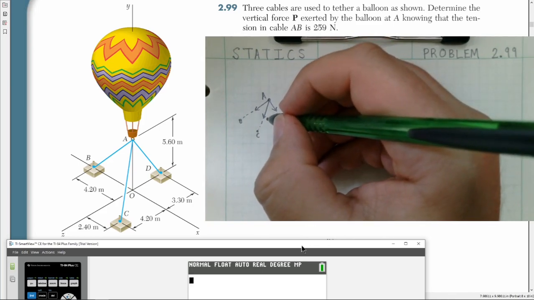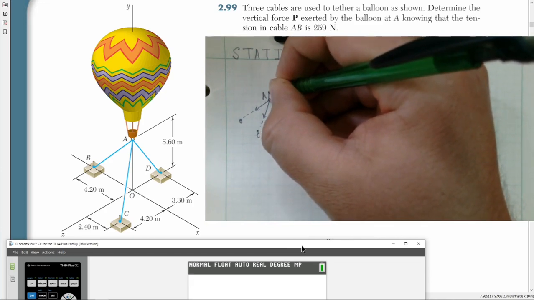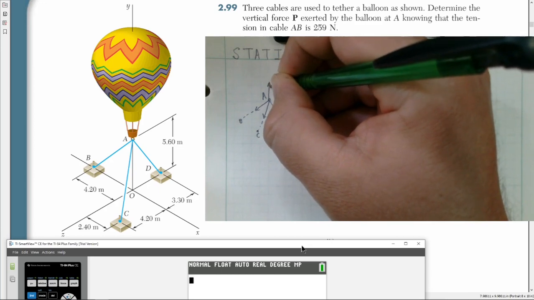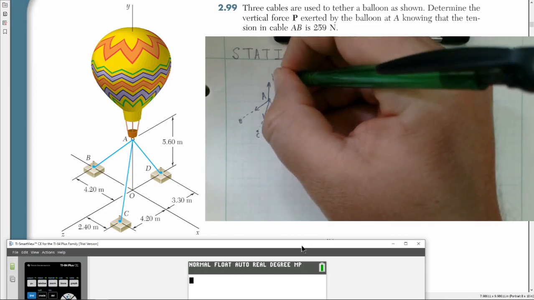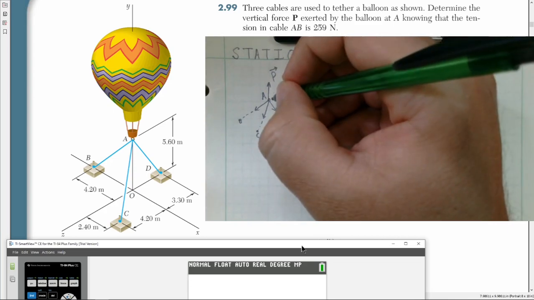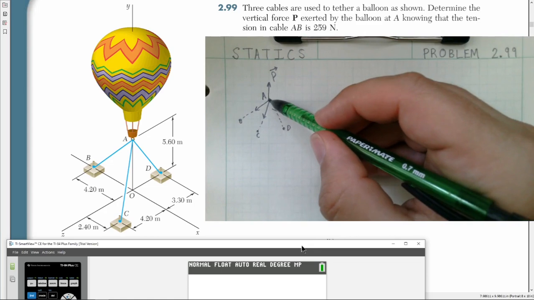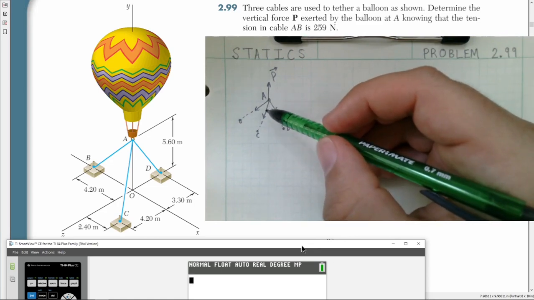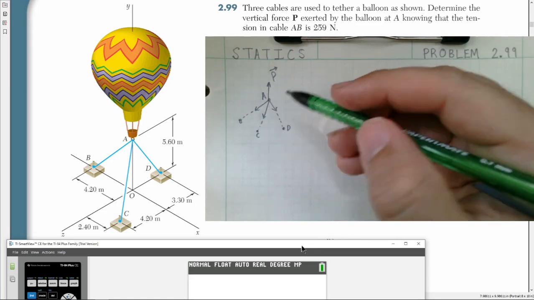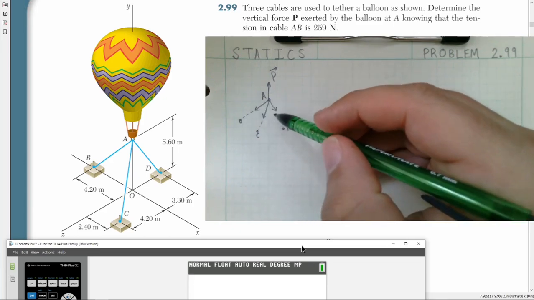The problem says there's a vertical force P exerted in the y direction, going vertically. So it would be on the positive y-axis. It's trying to pull the balloon up. That would be our force P. It's in tension. So remember, we draw all of our tension vectors going away from the center of the free body diagram. All right. Next thing we're going to do is find the position vectors going from A to each one of these stakes in the ground.